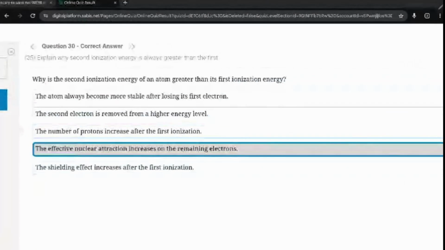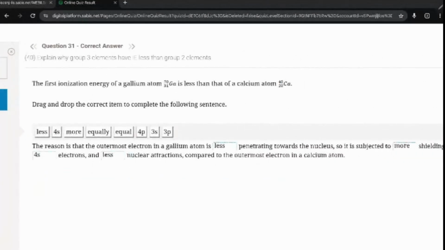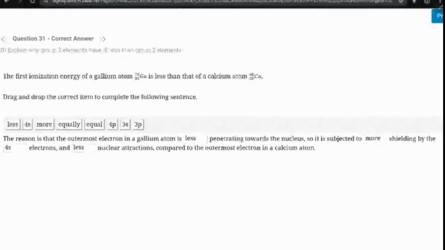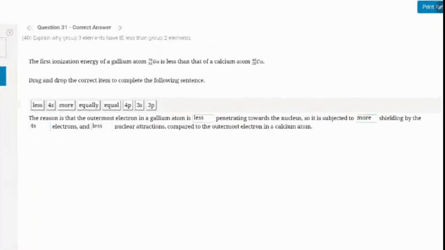Question 31. The first ionization energy of gallium is less than calcium. Drag and drop the correct terms. Why is gallium less than calcium? Okay, let's take a look.